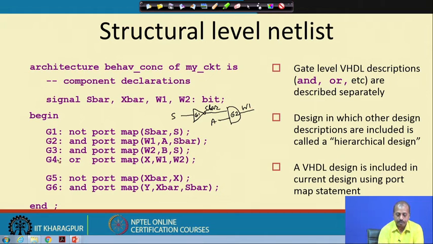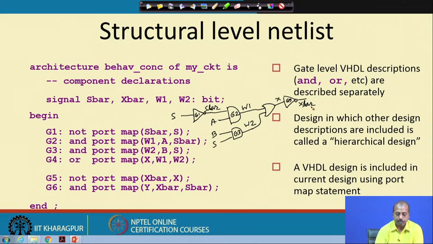Similarly, I have got G3 as another AND gate, where I have got w2 as the output, and b and s as the two inputs. And then G4 is an OR gate, and in this OR gate I have got x as the output, and w1 and w2 are the two inputs. And then G5 is a NOT gate, or inverter, where the output is x bar.